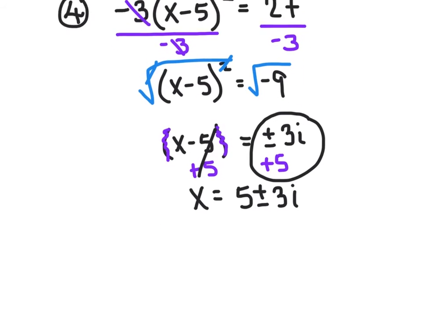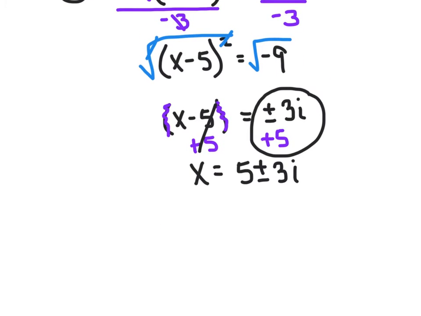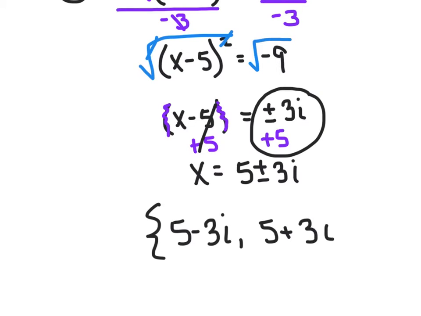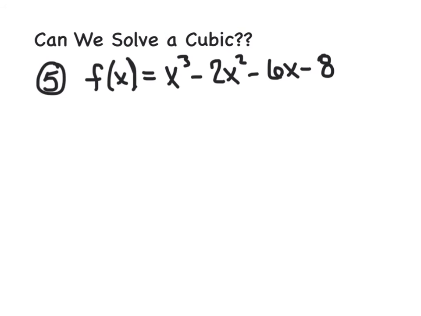And my 2 solutions are going to be 5 minus 3i is my first solution, and 5 plus 3i is my second solution. Had I done the quadratic formula, I would have gotten the same answer, but it probably would have taken me a minute or 2 longer. And any time that we use a longer process, it opens up the door for some more careless mistakes that we're trying to avoid.